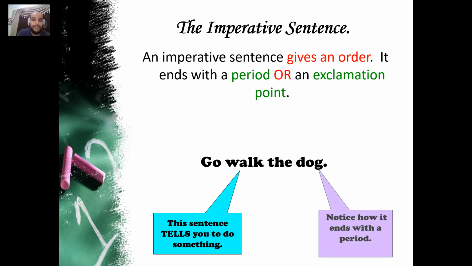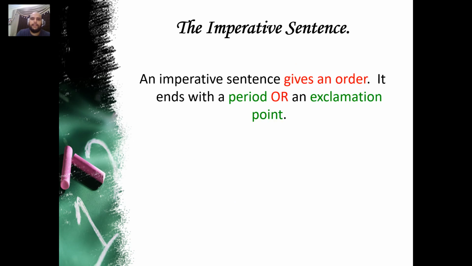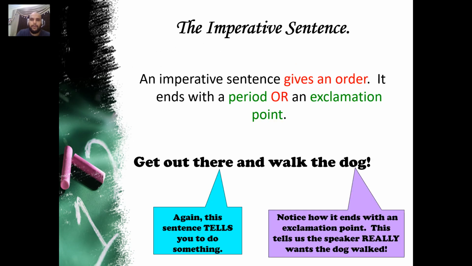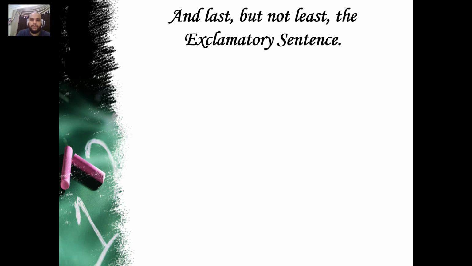Here you can see, go walk the dog. So I have here go. That's a verb giving an order to do something. So pay attention to the difference between the imperative sentence and the declarative one. Here we go. He's still talking about the imperative sentence.